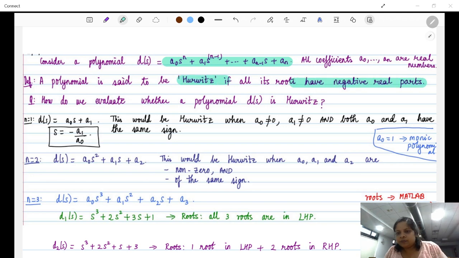So if the roots of the characteristic equation lie in the left half of the S plane, then we are going to say that the polynomial is Hurwitz. This Hurwitz polynomial would help us know if the system is stable or not. As we proceed further, let's say we have a first order system. What are the conditions for this polynomial to be called a Hurwitz polynomial?